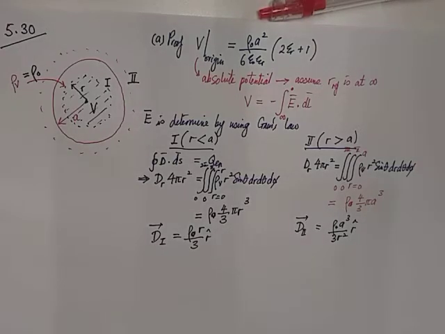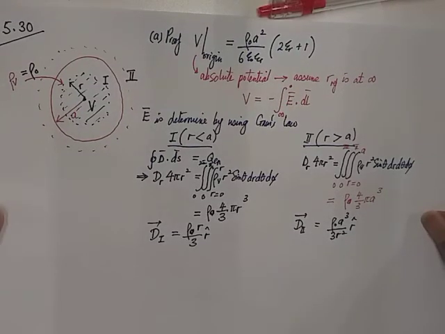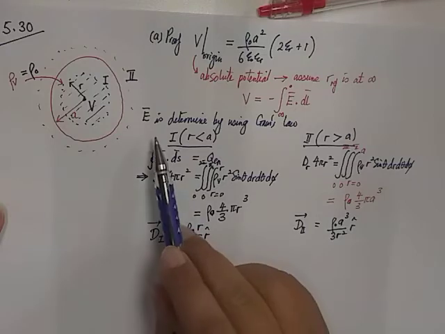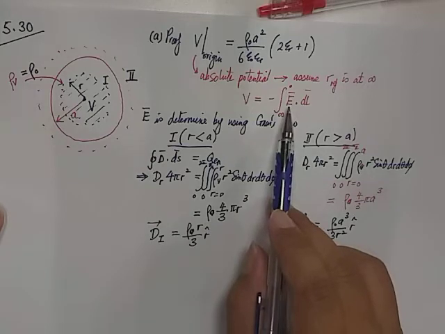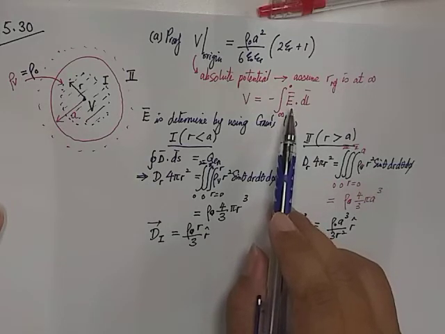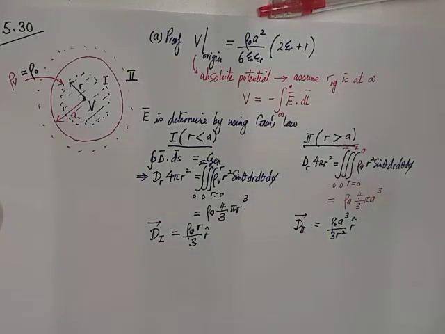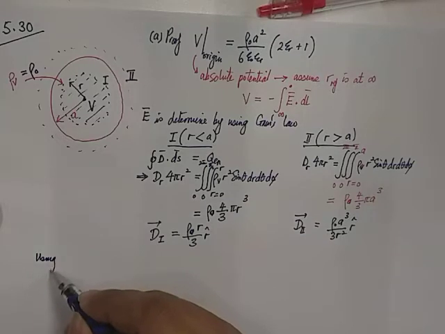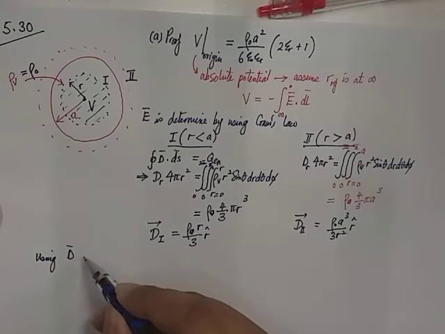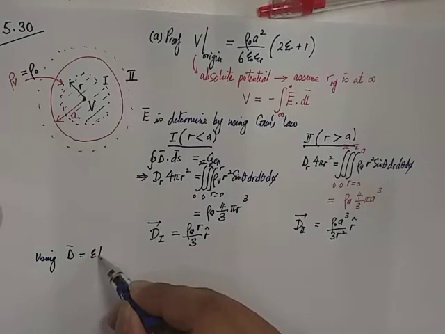Okay, but it's not our end product yet. We need to find not the D, we need to find the E, because the equation that we need to substitute to find the V is not D but is E. So now we have to convert the D to the E. Using the standard formula again, D equals epsilon E.